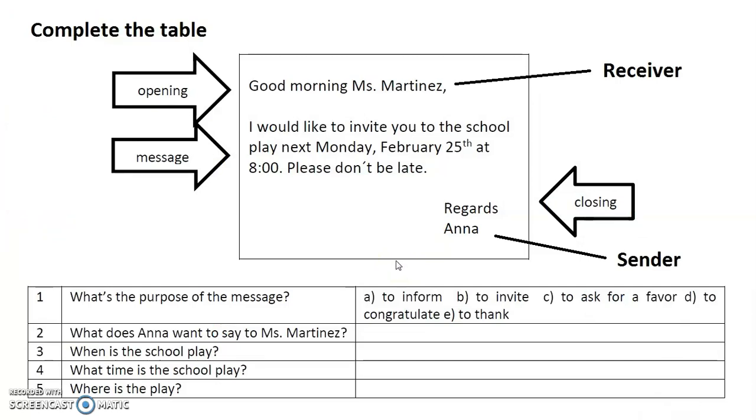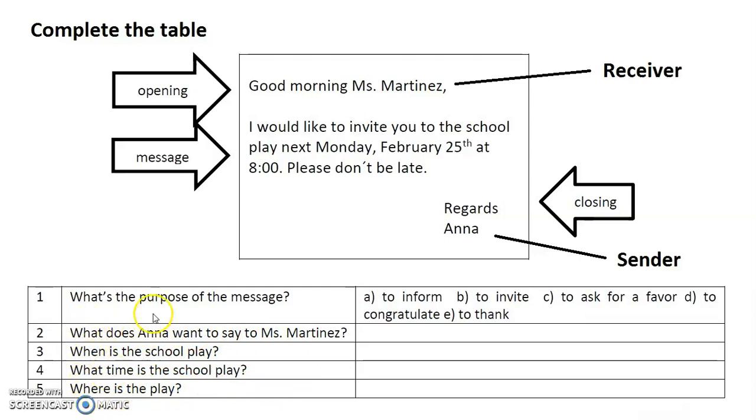Okay, here we go. Let's do the next one. Here we need to complete this table. This table has questions. What does Anna want to say to Miss Martinez? When is the school play? What time is the school play? Where is the play? You have several question words. What, when, and where. Let's do it.